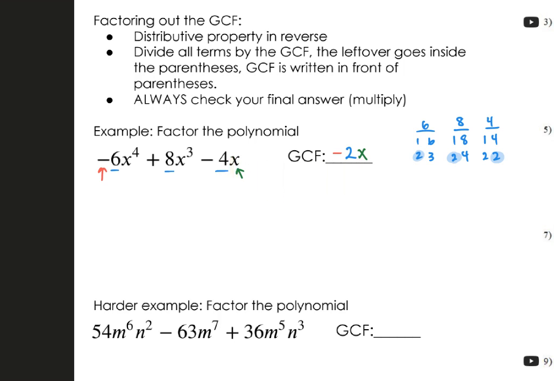So there's our GCF. Now to actually factor this, that's going to be one of our factors, so we're going to write that on the outside. It's going to be negative 2x. And then to figure out what goes on the inside, we're going to divide every term by our GCF.